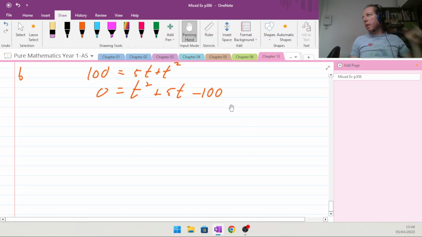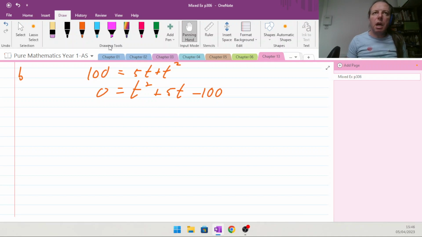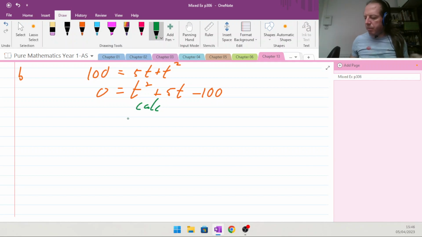Is there anything that multiplies to give us 400 nicely and adds to give us 5? 10 tens, 2 20s, 5 20s? Nothing particularly. I think what we're going to do is use the calculator, which has a polynomial solver, so let's put it into the polynomial solver. And we have, what's that? That's 1, 5, and minus 100.